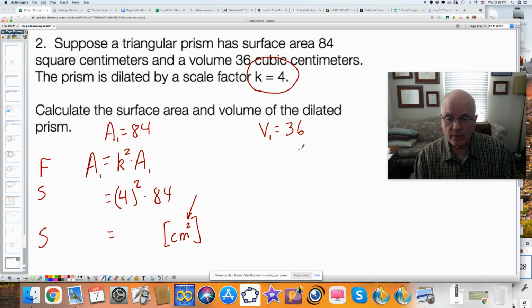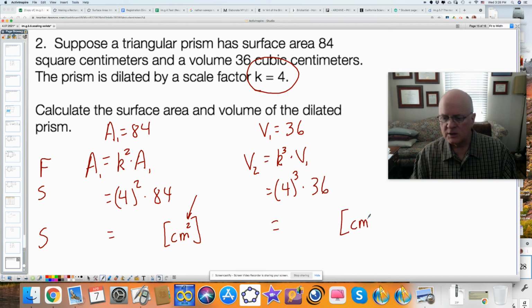In the volume, the formula is the volume that we start with times k cubed is equal to the second volume. So here we do 4 cubed, 4 times 4 times 4 times 36. Again, this will give you an answer, and the units are going to be centimeters cubed.